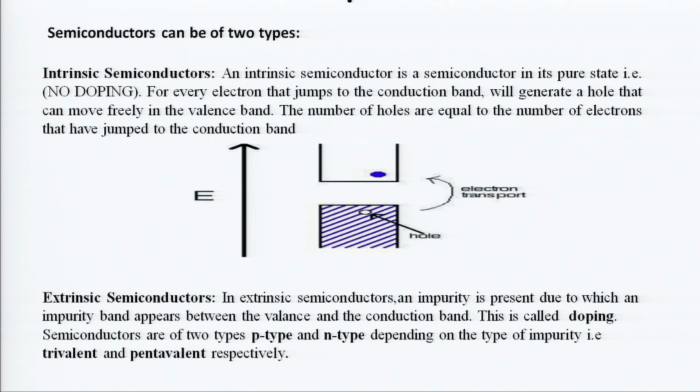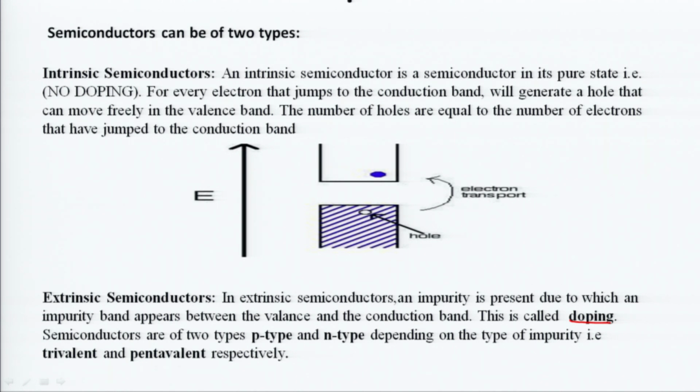Then what are extrinsic semiconductors? Extrinsic semiconductors, as I said a little earlier, are the ones in which some kind of an impurity is added, and that impurity generates an impurity band and also facilitates the conduction of electric current. In extrinsic semiconductors, an impurity is present, due to which an impurity band appears between the valence and the conduction band, and this concept is known as doping. And what kind of doping can take place?